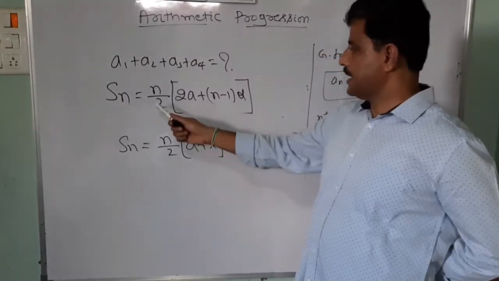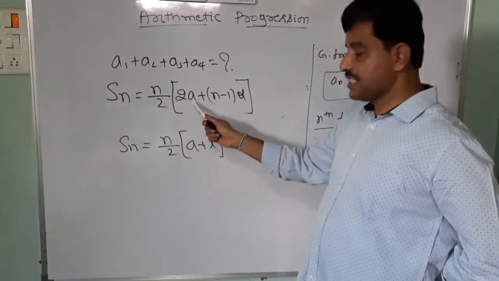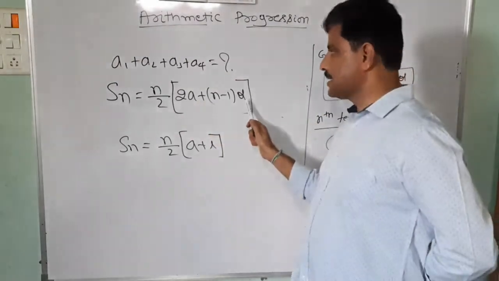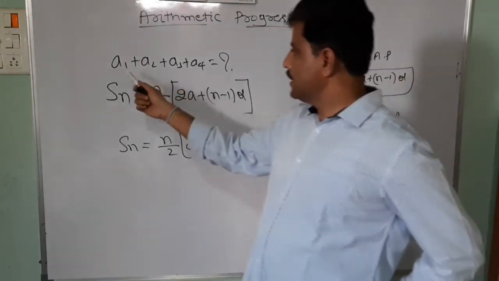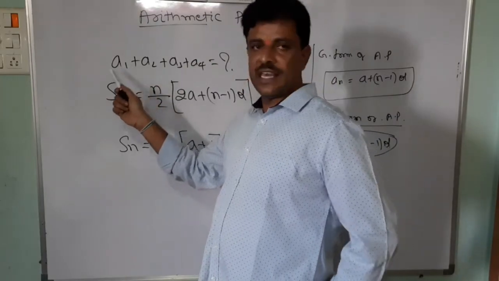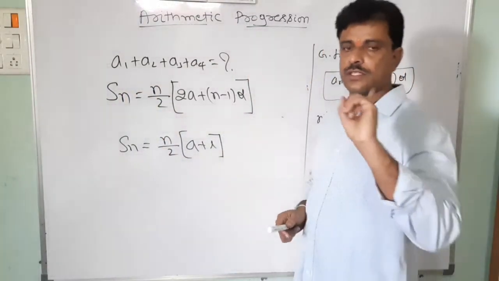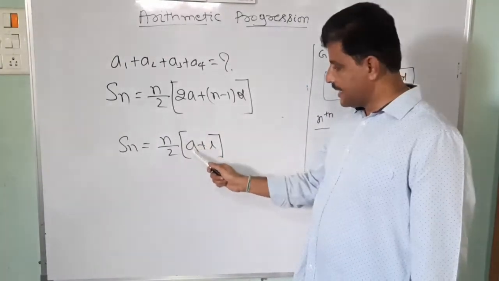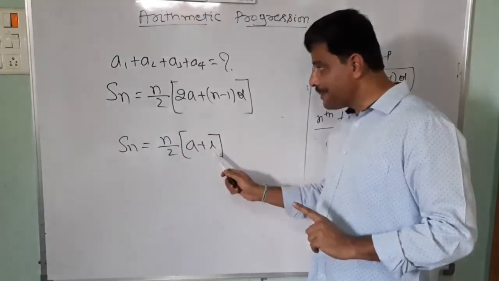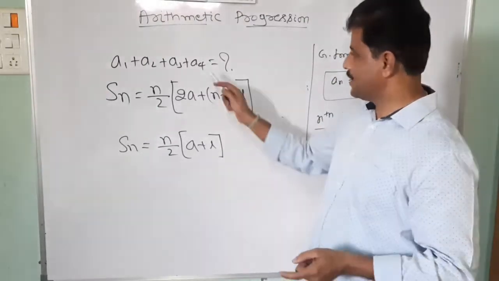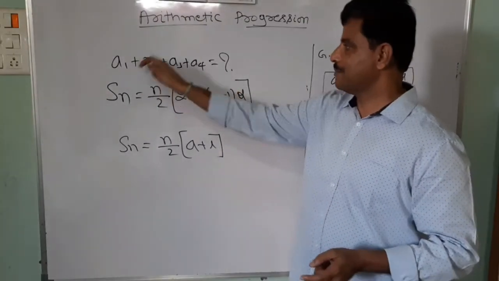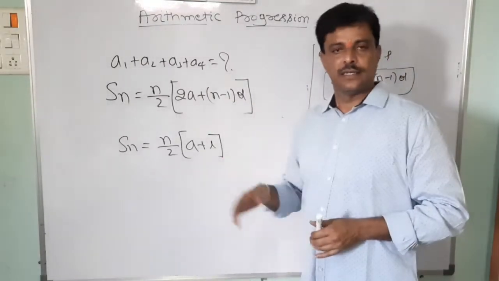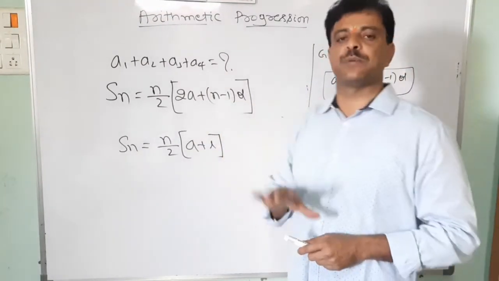Here n means number of terms, a means first term, d is common difference. So here a is called the first term, a1. Don't confuse; this is a very important formula. Next, here n means number of terms, a means first term, l means last term. Last term means a4. This is the first term, last term. Both are the sum of n terms of the arithmetic progression.